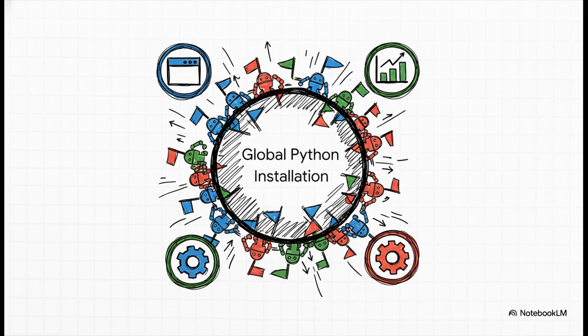You can think of your main Python installation, the one in your system, as a single shared toolbox. Every single project you work on has to pull its tools from that one box. And as you can imagine, it gets crowded and messy really, really fast. That's where things start to break.